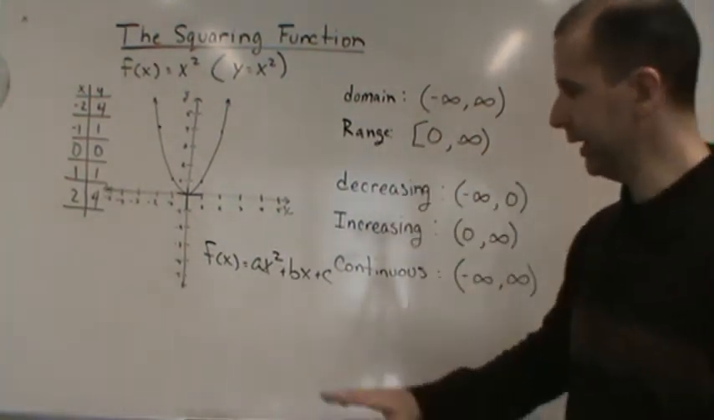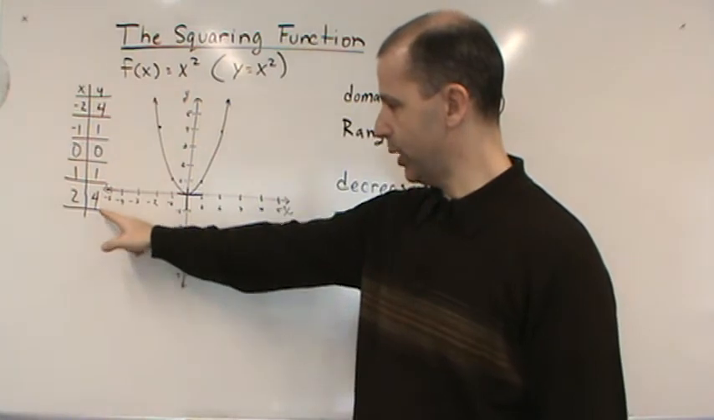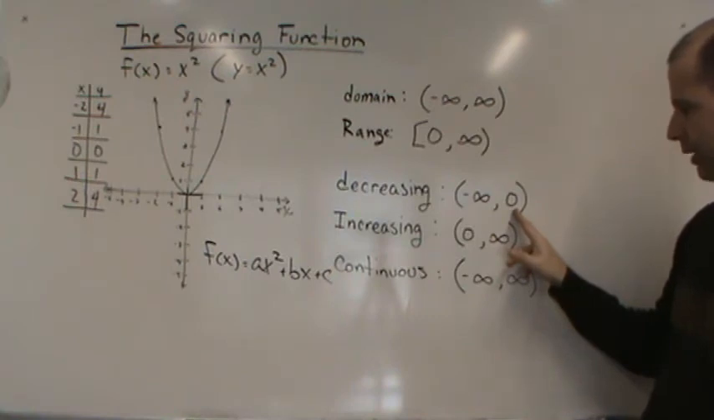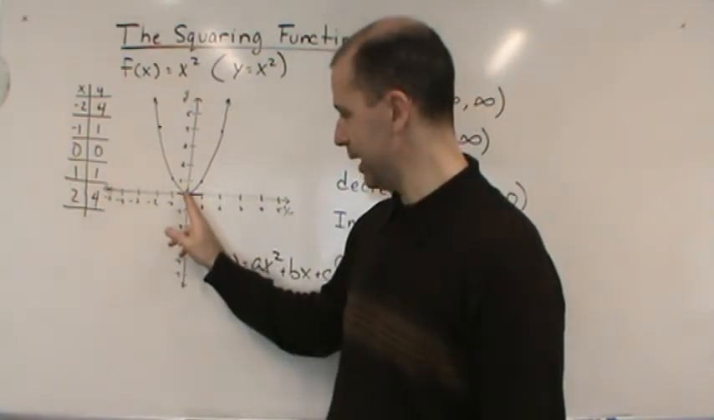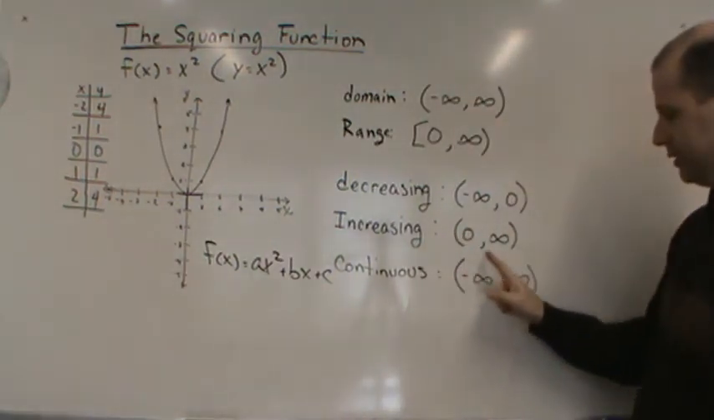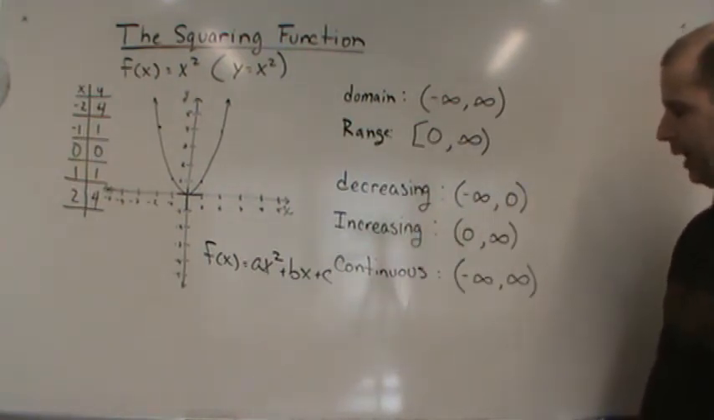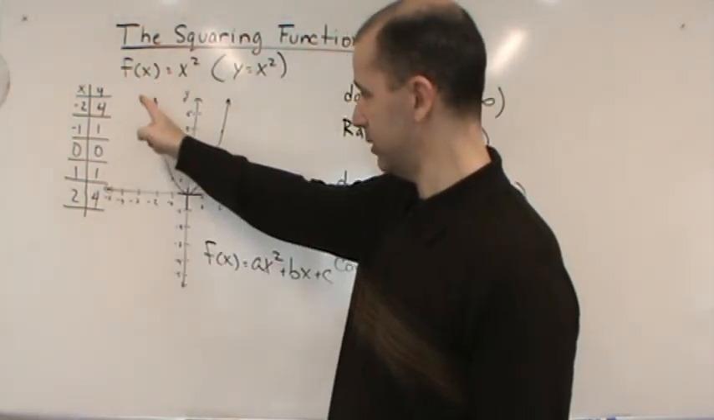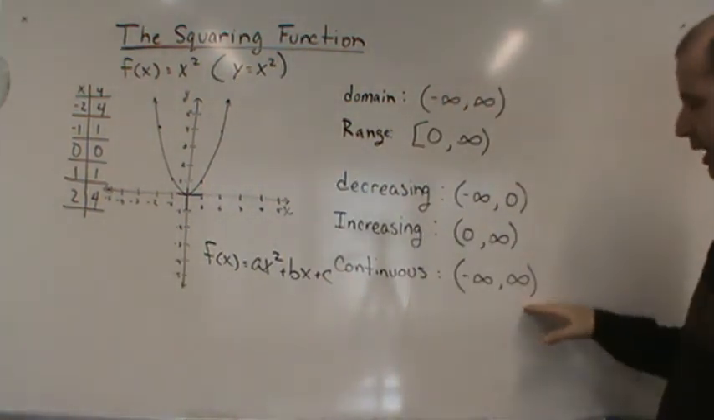And then decreasing. Remember, as we walk from left to right, what is the graph doing? It's going downward. So as we go from left to right, it is decreasing from negative infinity to 0. Notice the parenthesis, we don't include the endpoint. And then increasing: it changes direction, now it's going up. From left to right, starting at 0 to positive infinity, it's increasing. That's the behavior of the graph on the entire number line. Now, continuous. Obviously, it is continuous everywhere, because you could trace this without ever lifting your pencil off the paper, so it's continuous on the entire number line.